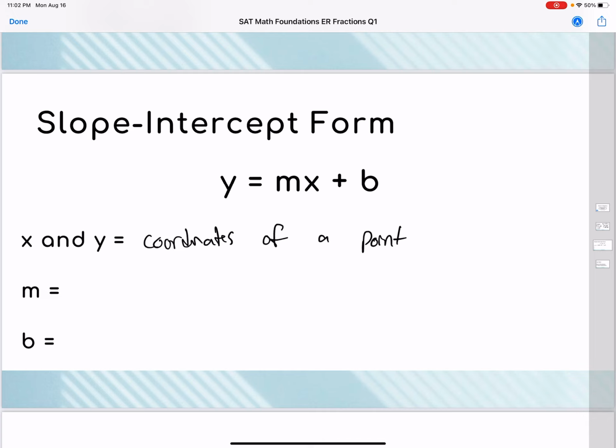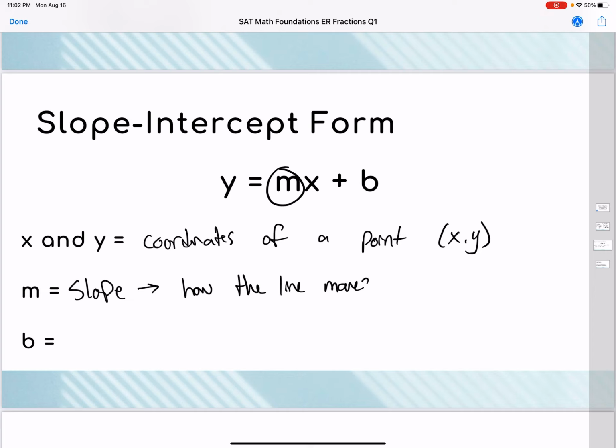So if we were to graph a particular line, any point's given x and y value would be able to be plugged in to the slope-intercept form in the places of x and y. The m value is known as slope. This will tell us how the line moves. Is it increasing? Is it decreasing? And for either, how fast is it doing so?